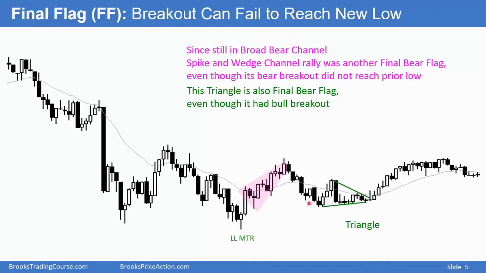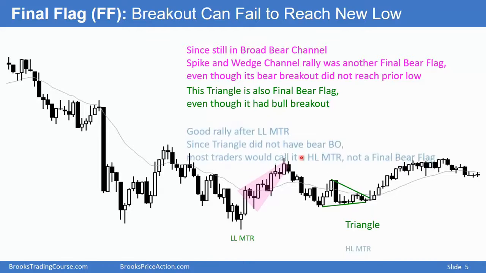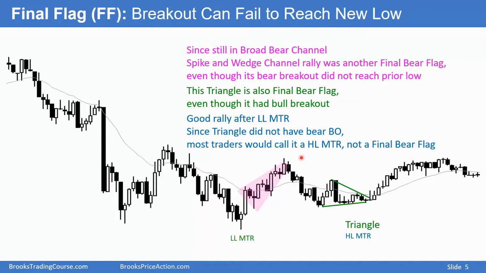Here, in this case, a triangle, a higher low major trend reversal. We have a lower low major trend reversal here, usually followed by a higher low major trend reversal, which we have here, and at least one more leg up. This triangle could also have been a final bear flag. We could have had a bear breakout and then a reversal up. Here, it was a final bear flag. We never got the bear breakout. We got a bull breakout of the bear flag.